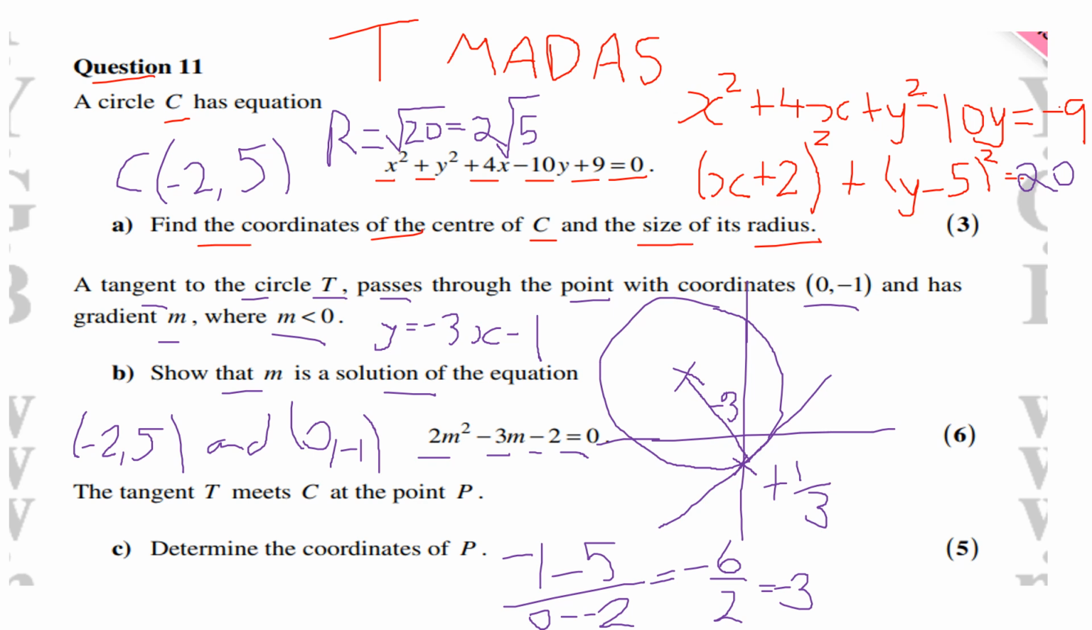Now, if I factorize this quadratic, I'm going to get 2m plus 1 and then m minus 2 equals 0. So where do I go from here? So here we're going to have m is minus a half or m is positive 2.